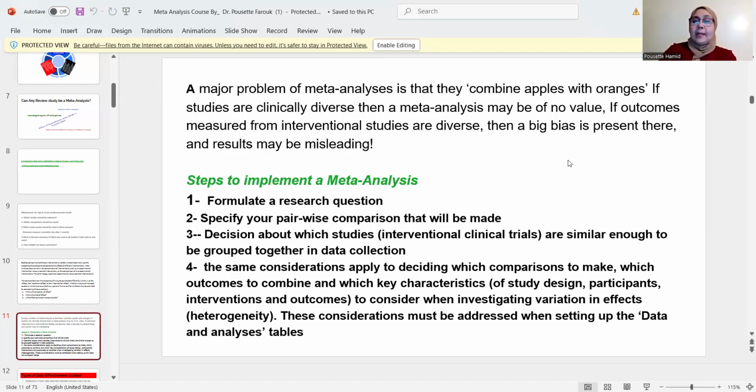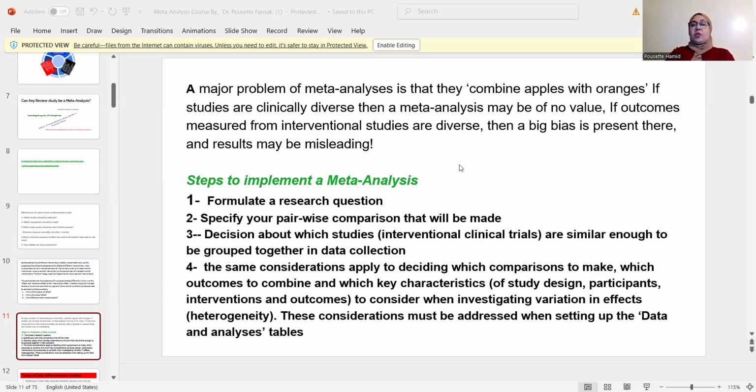Then you are collecting apples with oranges. And it will lead to this intervention will be very diverse. This will be totally misleading and this will be of no value. A big bias here happening and the results will be misleading.